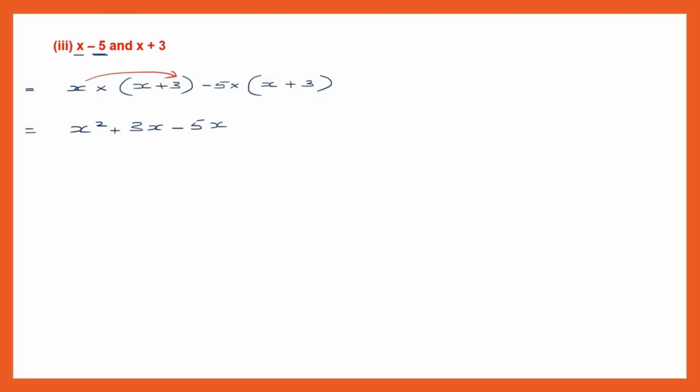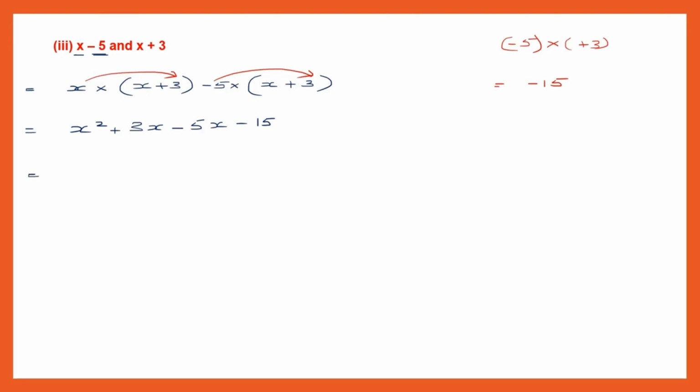So now we multiply minus 5 into plus 3. When you multiply these, first multiply the signs. Minus into plus is minus. 5 into 3 is 15. So that becomes minus 15.